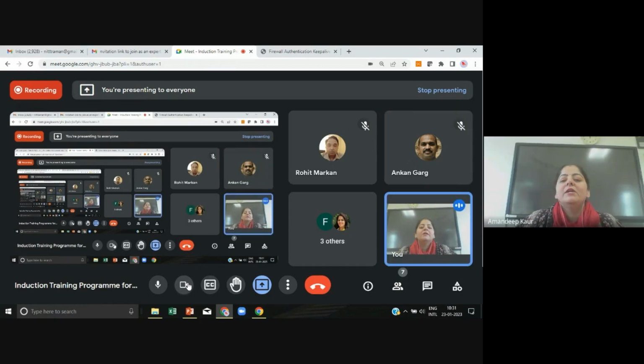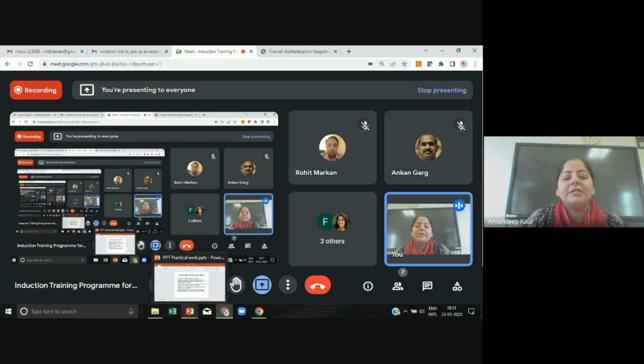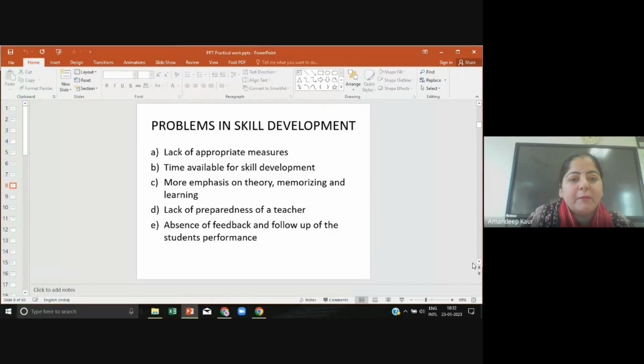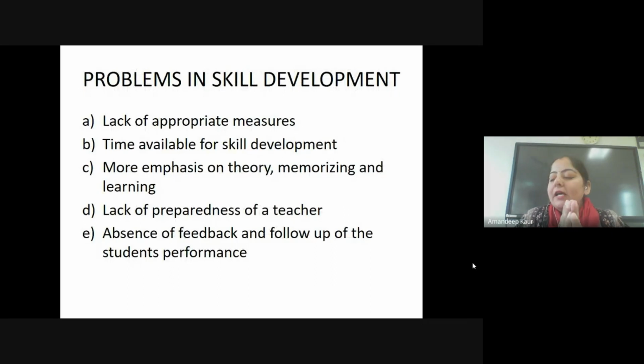Thank you very much, Ankan sir. When it comes to the implementation of the practical activity, there are some problems that may be there. Lack of appropriate measures, as added by Dr. Ankan Garg sir, such as infrastructure facilities not being available at the institute, can be one hurdle for the implementation of skill development at institute level. Another is when students are not willing to perform the activity or are not mature enough to take initiation for the practical experience created by the teacher, and they are not showing any interest.